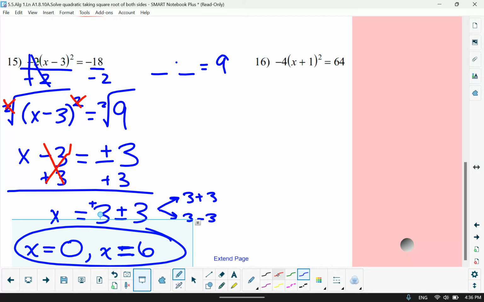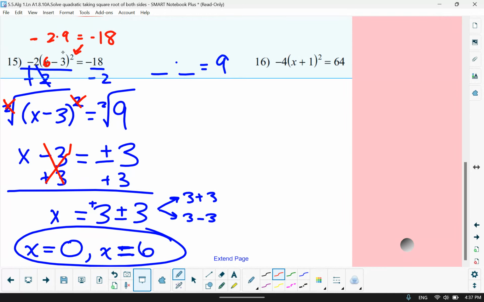If you don't believe it, go back up to the very first equation that we got. Substitute in 0. 0 minus 3 is negative 3. Negative 3 raised to the second power, negative 3 times itself, is positive 9. And negative 2 times positive 9 does in fact equal negative 18. Naturally, if you put in 6, 6 minus 3 is 3. 3 squared is still a positive 9. Negative 2 times 9 is still a negative 18, and that also is true.